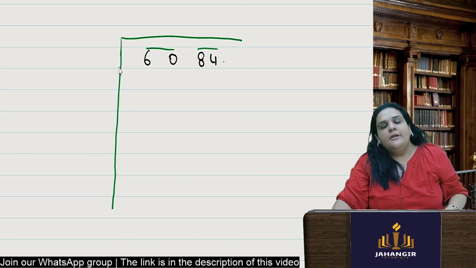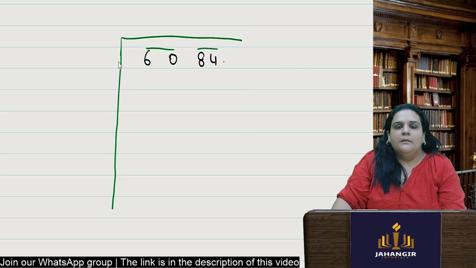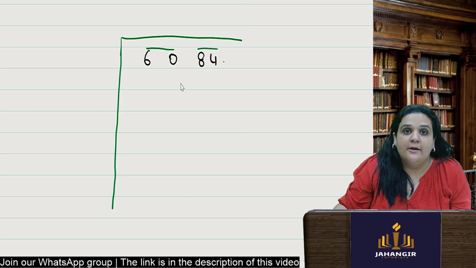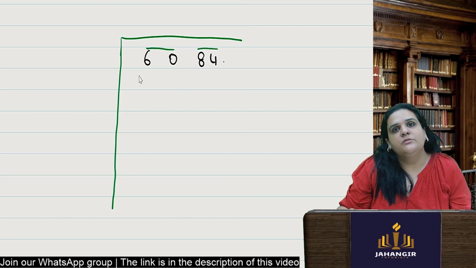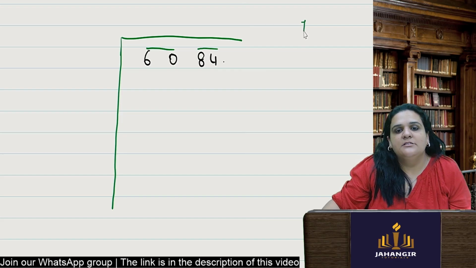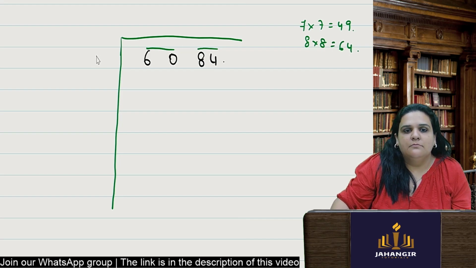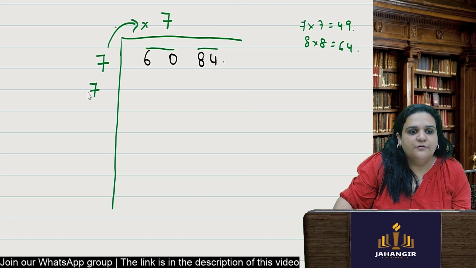Okay, now I'll try to multiply the number in such a manner wherein I will get the square of a number which is closer to 60. So I have 7 sevens are 49. I have 8 eights are 64. So I'll have to do it with 7. If I'm writing 7 here, I will write 7 for multiplication over here and 7 down also for addition.